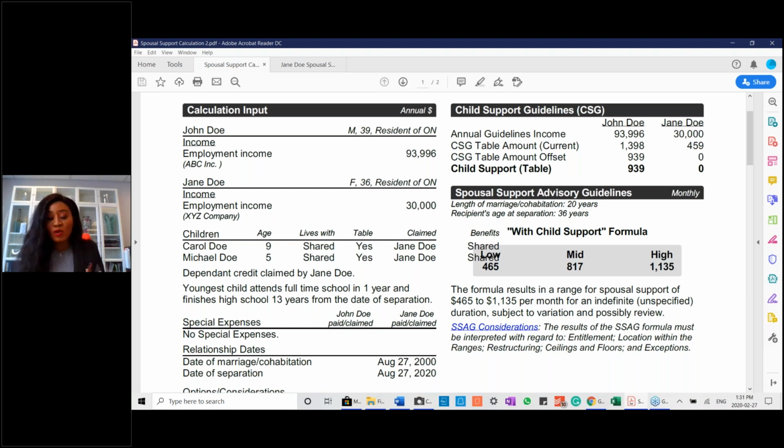There are other exceptions, such as illness or disability. In a situation where spousal support comes up with a zero range, but Jane Doe just cannot make do with getting $939 a month or something like that, then she can claim basic hardship and also get a higher amount than the ranges might be producing. So that's all we have time to cover today.